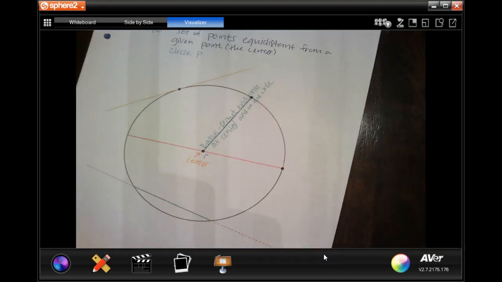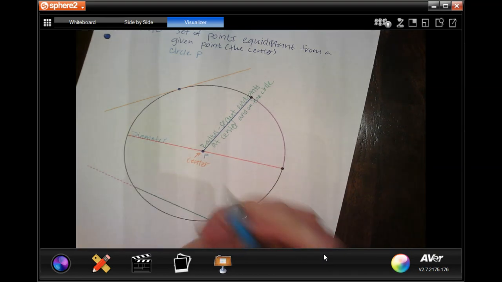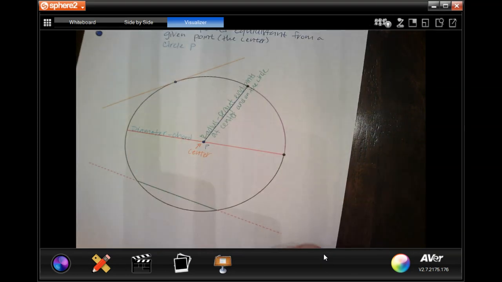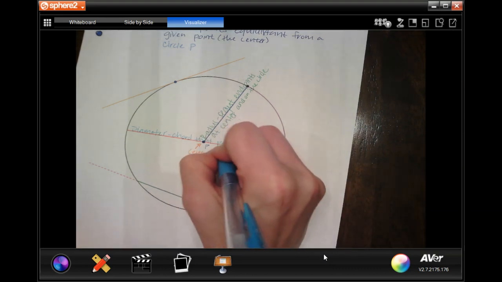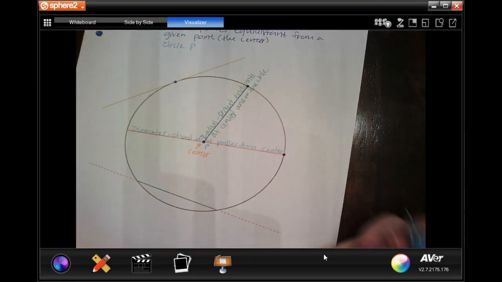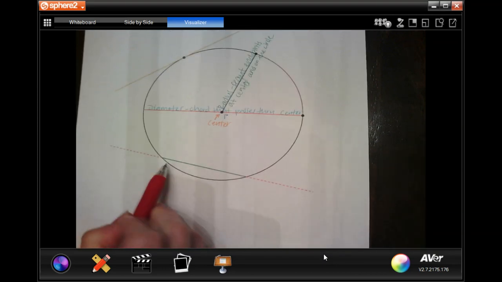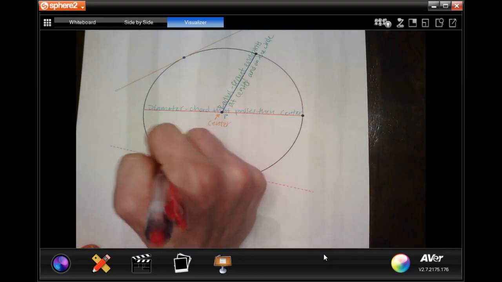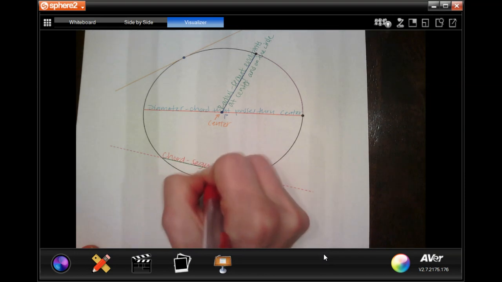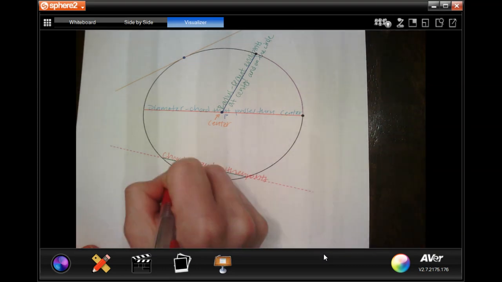And we know our diameter is what we call a chord, which I'll define in a second for you, that passes through the center. So what's a chord? A chord is something like this. This is what we call a chord. And this is a segment with endpoints on the circle.